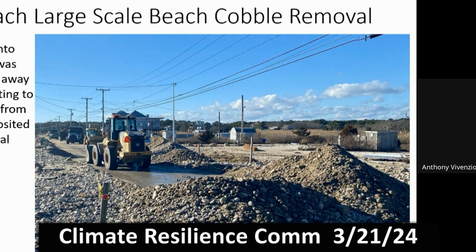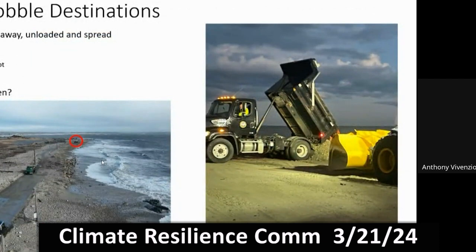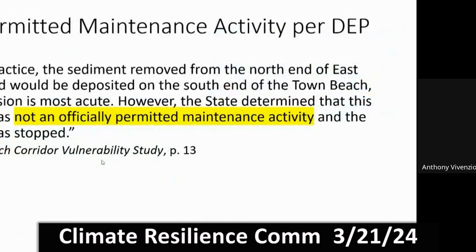This is not a natural process. This was occurring at both ends of the road. There were thousands of cubic yards of material removed. This cobble was taken away, unloaded and spread in various destinations. So you can see in the far distance with the red circle, the town beach at that end. On the photo on the right, this is the Gooseberry parking lot. There were trucks that went up John Reed Road. There were trucks that went up Drift Road. And, you know, we don't know where else it was taken. I think there's also some in the Gooseberry Island parking lot now. Anyway, this is not a natural process.